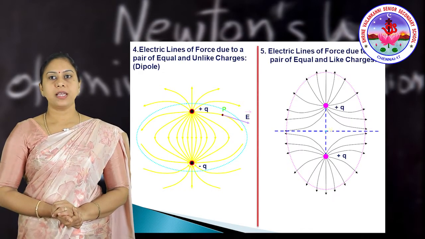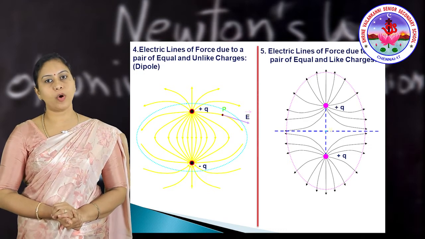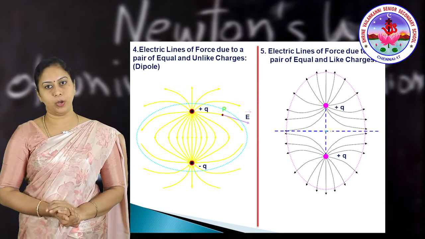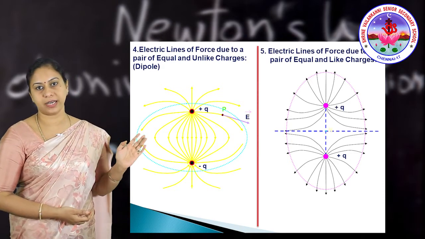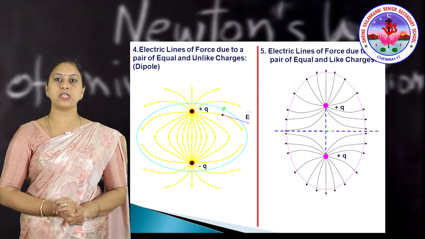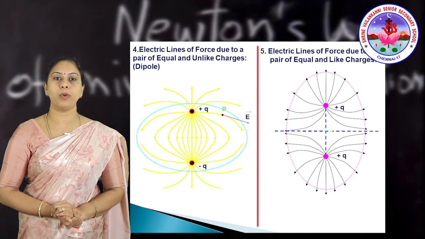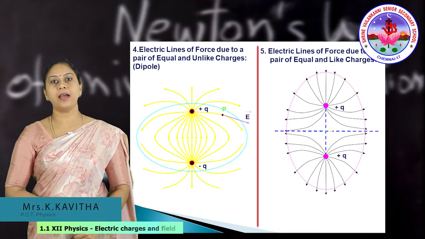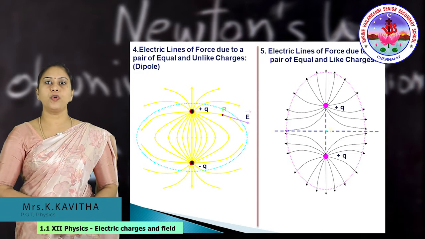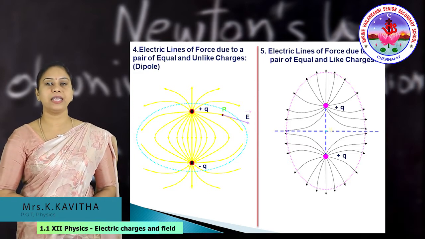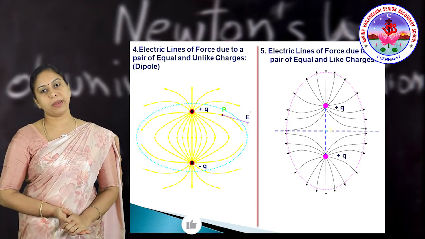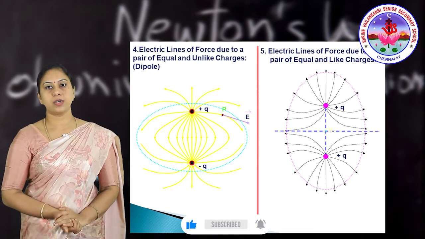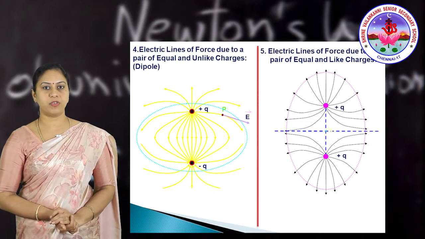The next one is the electric lines of force due to a pair of equal and unlike charges, that is, a dipole. See the dipole separated on the screen and how the electric lines of force move, with the direction of the arrow marks. The next diagram is for the electric lines of force due to a pair of equal and like charges, which may be two positive charges or two negative charges.